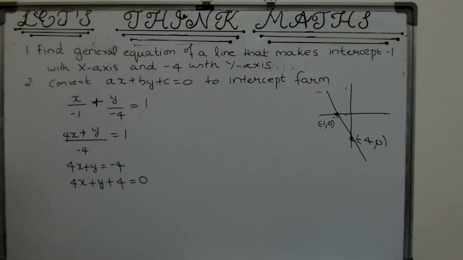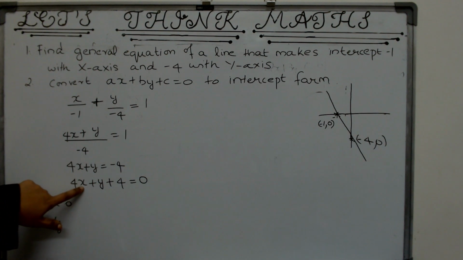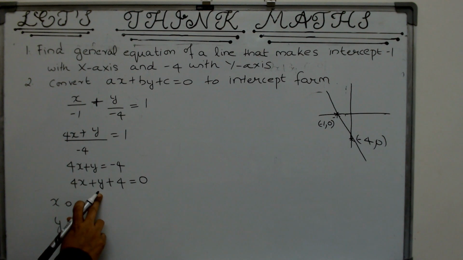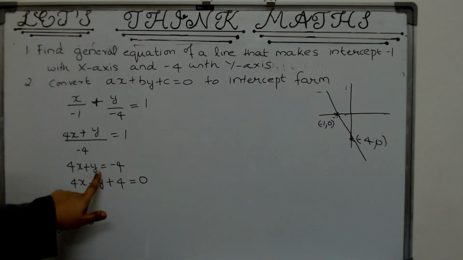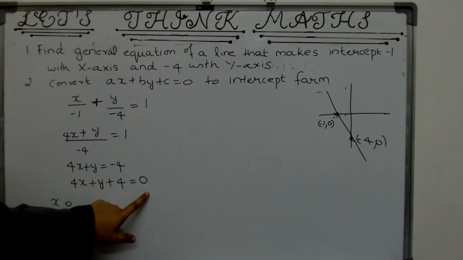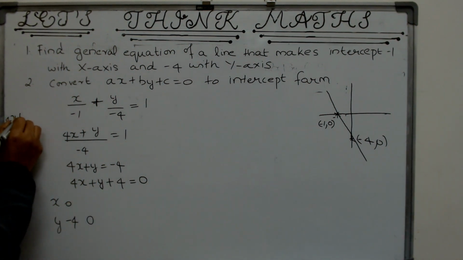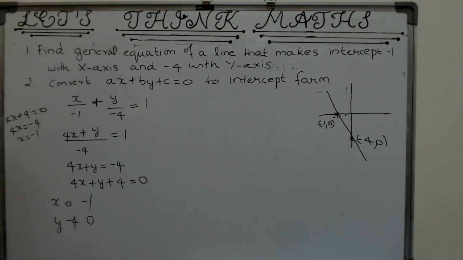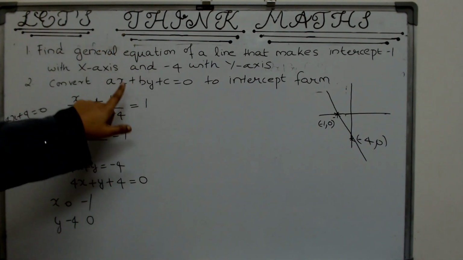But what do we do? Check with the intercepts. If x is equal to 0, what will be your y? Put x is equal to 0, then y plus 4 is equal to 0. That means y is equal to -4. Next, put y is equal to 0. If y is equal to 0, then 4x plus 4 is equal to 0. That means 4x is equal to minus 4. That means x is equal to minus 1. So there you have the same intercepts that the question talks about.